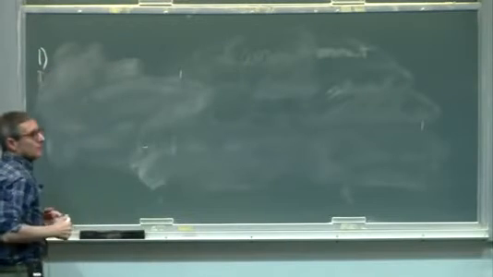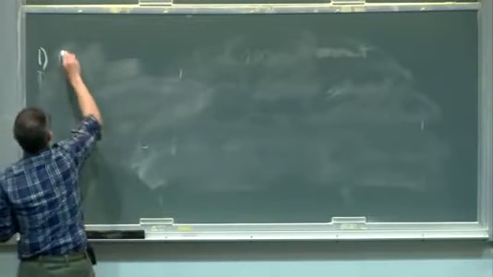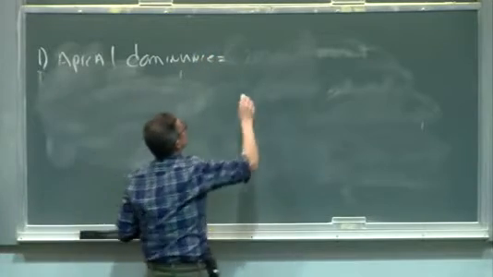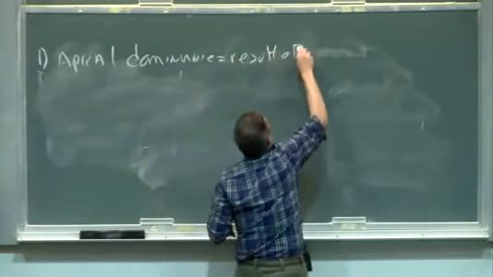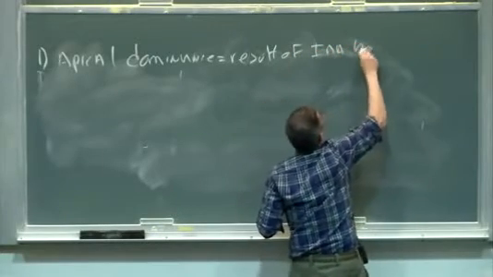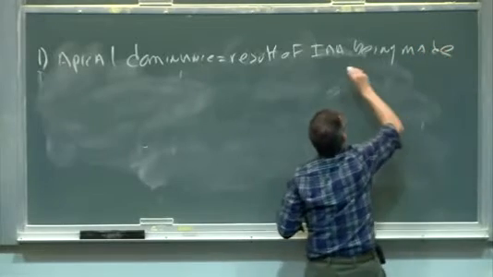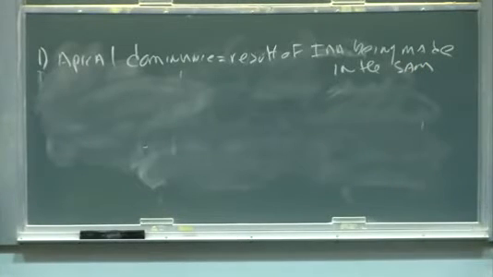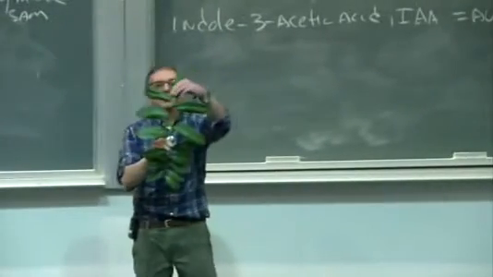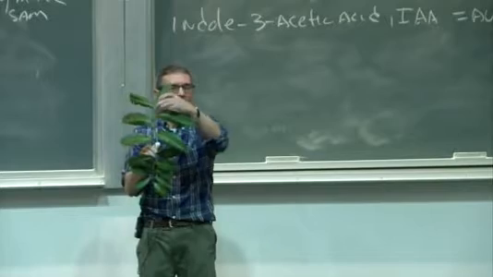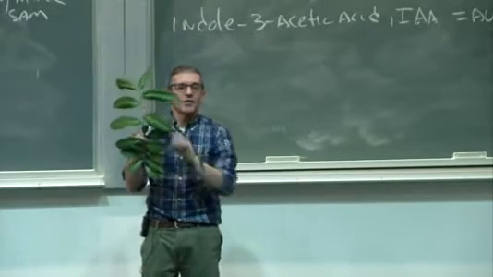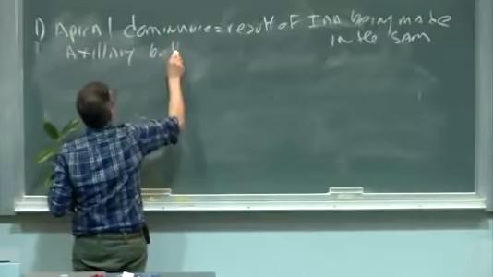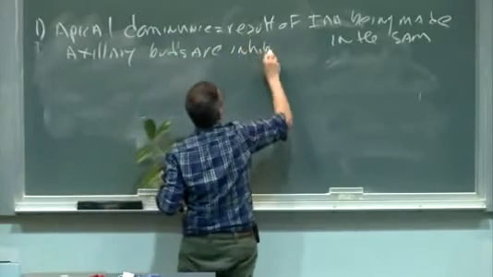And the first physiological event which is regulated by auxin is apical dominance. This is a result of IAA being made in the shoot apical meristem. And here's an example of apical dominance. In apical dominance, the shoot apex, which is at the tip of this branch, is making auxin. And what apical dominance means is that the axillary buds are inhibited from growing out.